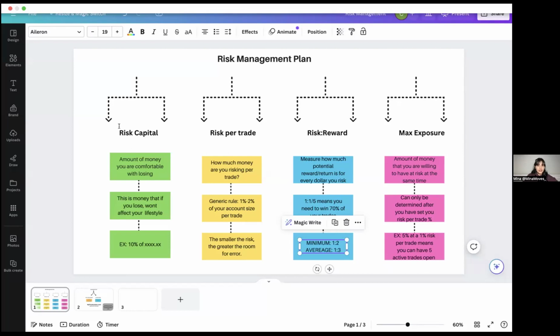5. Correct. 5 open trades if you're risking 1%. 10 open trades. Awesome, Scott. Beautiful. 10 open trades if you're risking 0.5%. You see how the math goes?